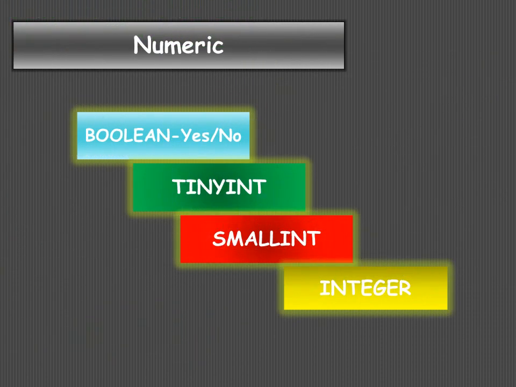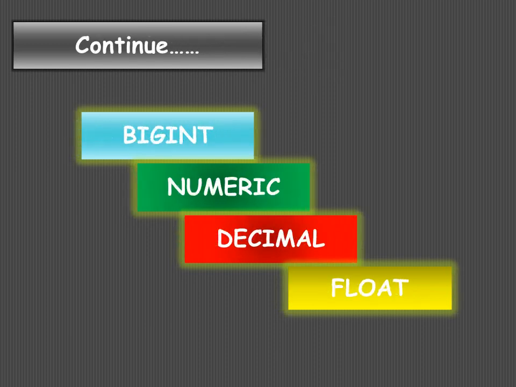Next, we have numeric data types. Numeric data types are used for storing numeric data in a column, such as mobile number, roll number, year of school admission or admission number, or some statistical values. The different types of numeric data types are boolean, that is yes or no, tiny integer (tiny int), small integer (small int), integer, then big integer, numeric, decimal, and float.